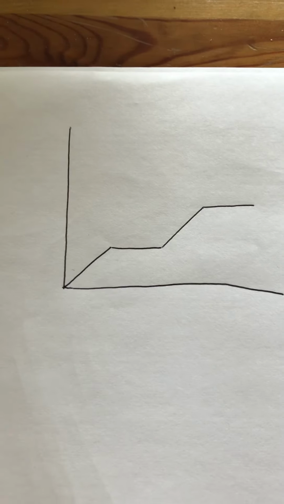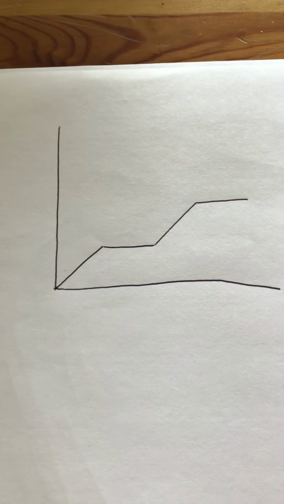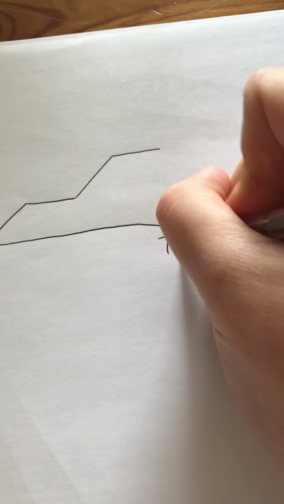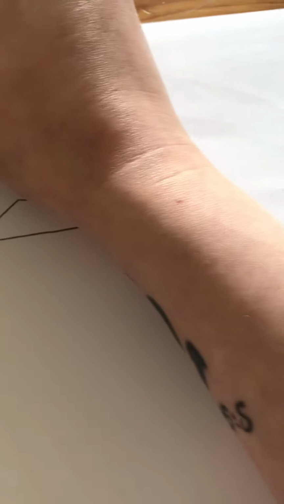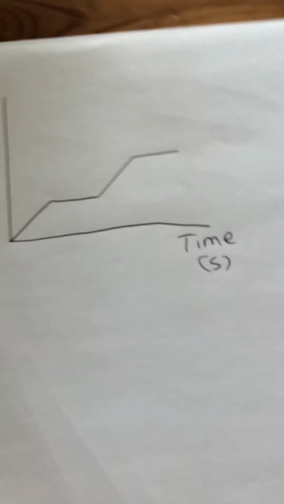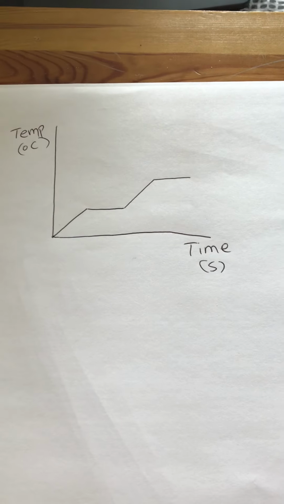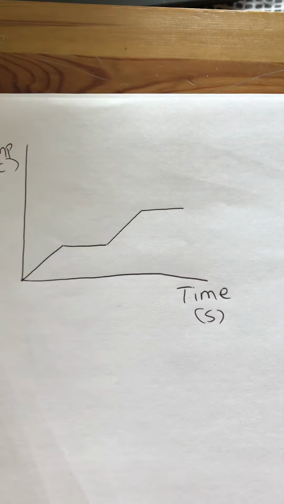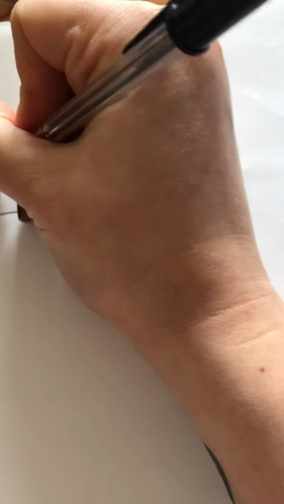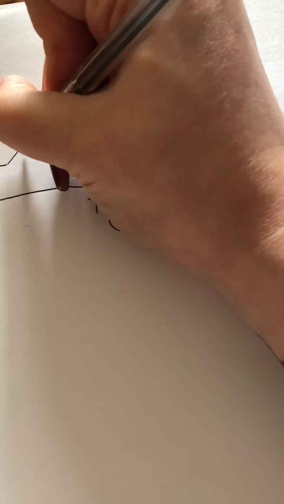Now, what you need to do is be able to sketch this graph. You need to be able to label this graph. So what we have along the bottom is time. And then we have temperature up the side. Also, always make sure that you include your units. Okay, there we are. So what we've got here is a solid. And here it's melting. Here we have a liquid.